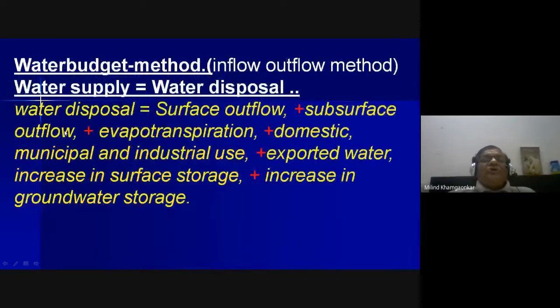and the water disposed in that area where water is supplied is equal to surface outflow, that is runoff, plus some water is lost through subsurface outflow, that is the infiltration, some water is lost through evapotranspiration, domestic and municipal industrial use, kuch pani hamara kahin dusri jagah use karte hai uske liye, exported water kahin bahar se bhi pani late hai to uska bhi increase in the surface storage, ye negative rahega baki positive hai to, aur increase in the ground water storage. So this is all the water disposal.